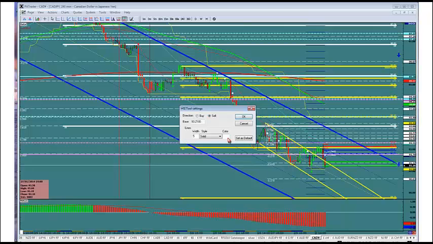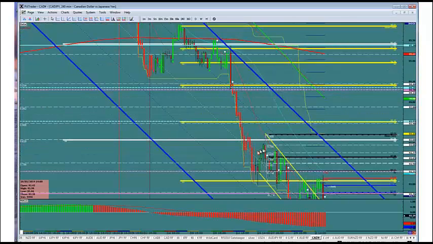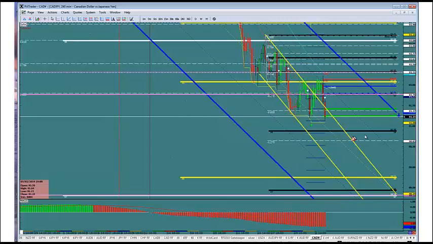I can mark this one. Sell. All right, so there we go. Next target is the 9088 with the 1270 below it.